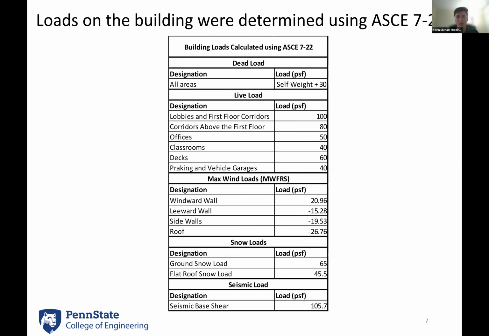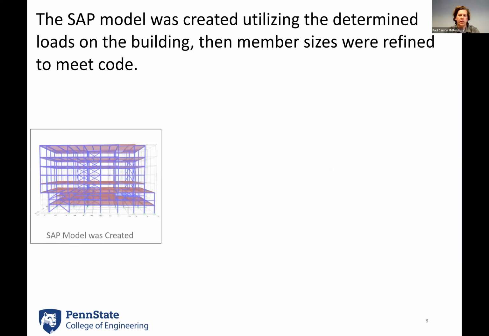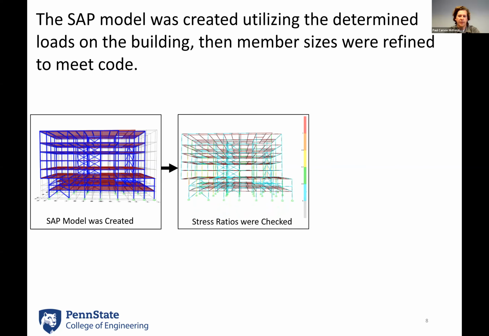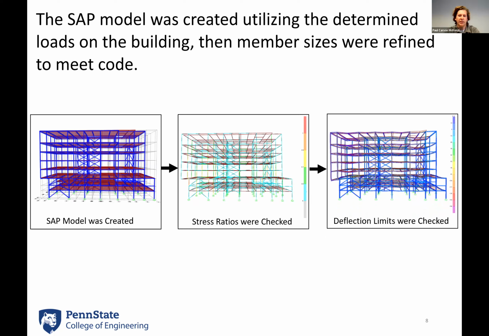Dead load, live load, wind loads, snow loads, and seismic loads calculated using ASCE 7-22 were all considered in the design. These loads were implemented in SAP 2000. The stress ratio and deflections experienced by the structure could then be examined, and thus the model aided in the refinement of the member sizes.